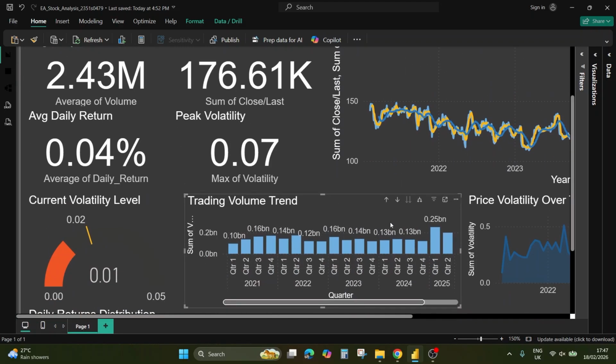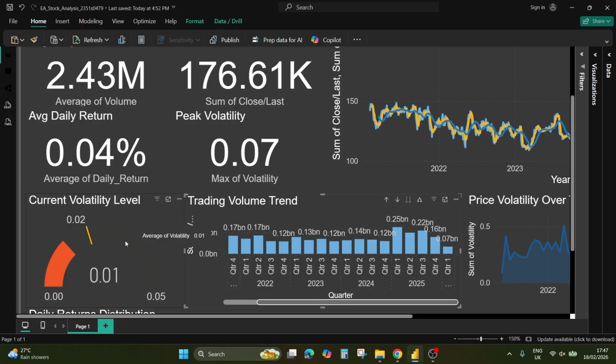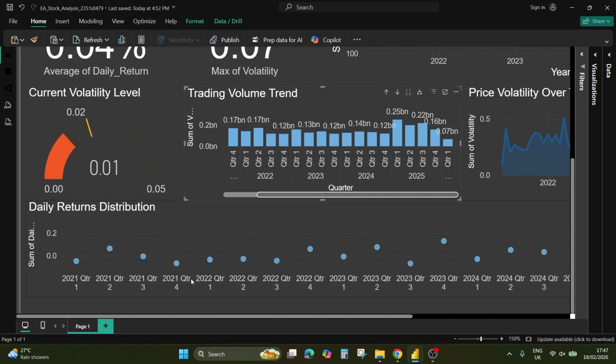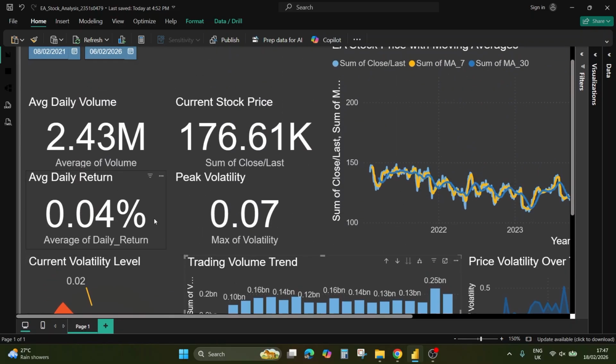The trading volume chart shows market participation levels. The volatility gauge here indicates current risk level. This supports risk management and discussion about hedging strategies. Let's scroll down here. Okay. The returns distribution shows daily price movements. For financial planning, understanding this distribution helps estimate a range of budget scenarios.